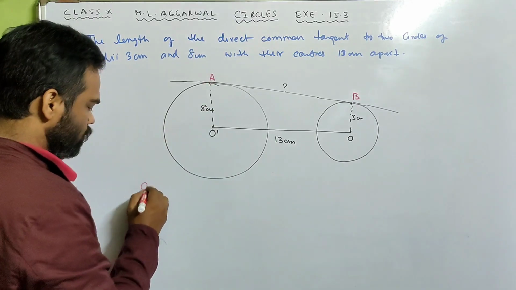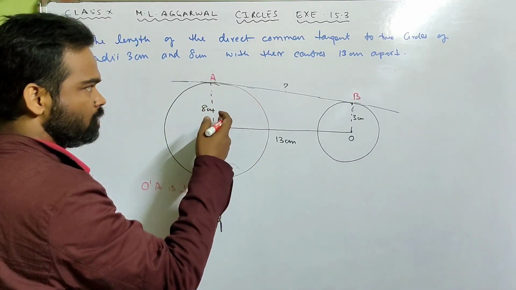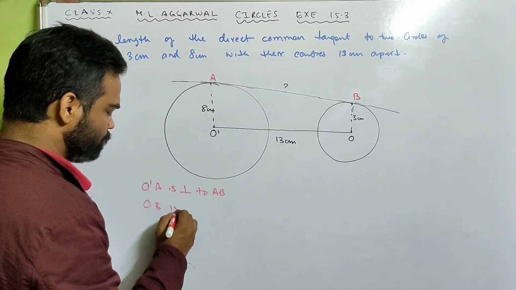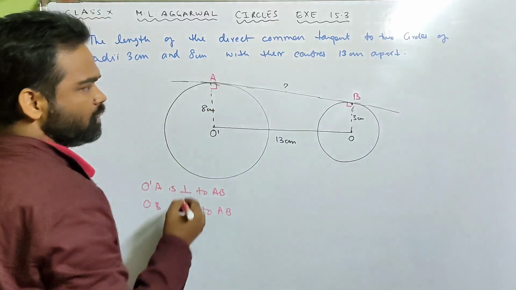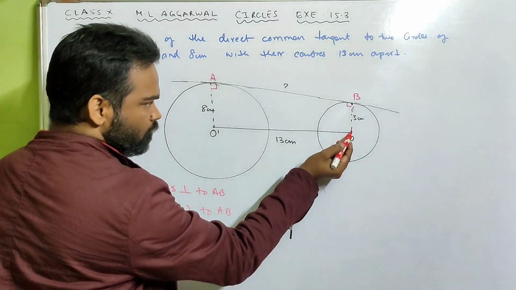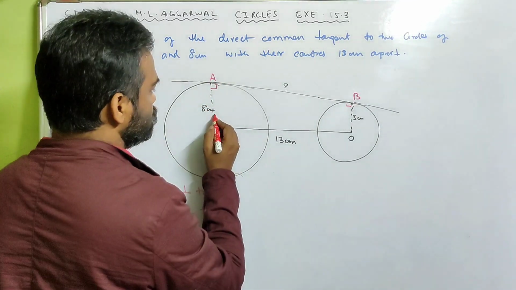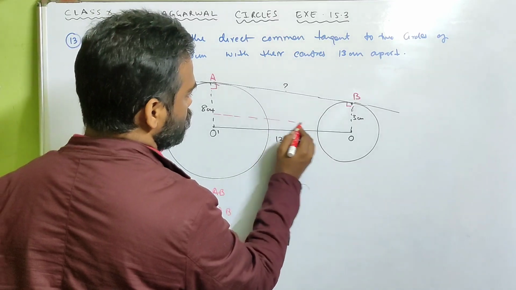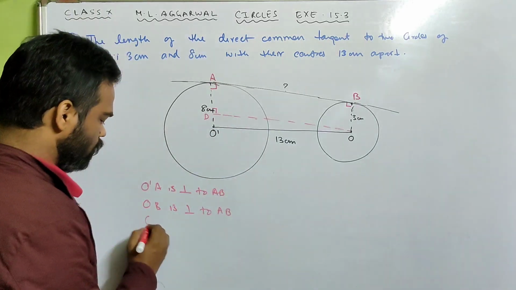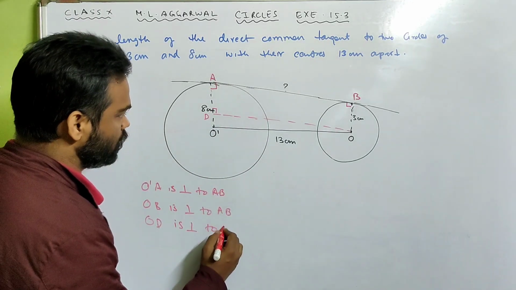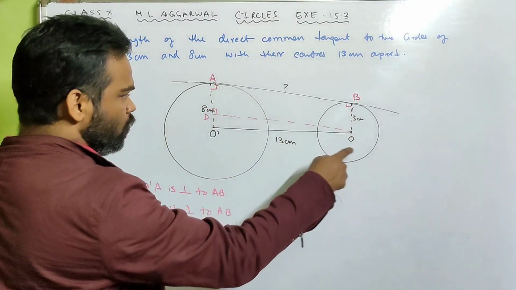What I'll do? We know O dash A is perpendicular to AB, no doubt, because the radius is perpendicular to the tangent. OB is perpendicular to AB again. This is also 90 degree and this is also 90 degree. So what I'll do, just look carefully. From O, I'll drop a perpendicular on AO dash. From O, I'm dropping a perpendicular, OD. OD, this is my construction, is perpendicular to AO dash. Now look at the figure ABOD.